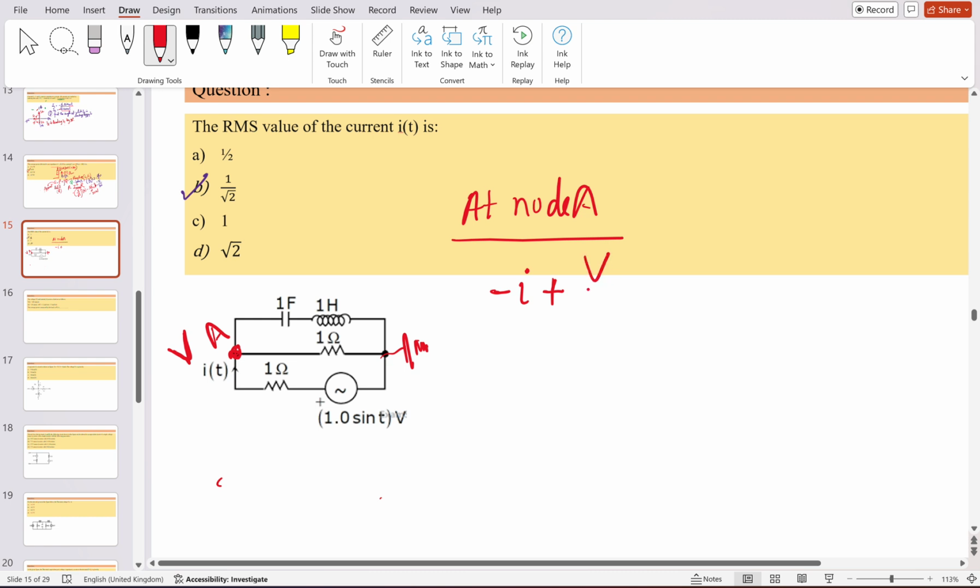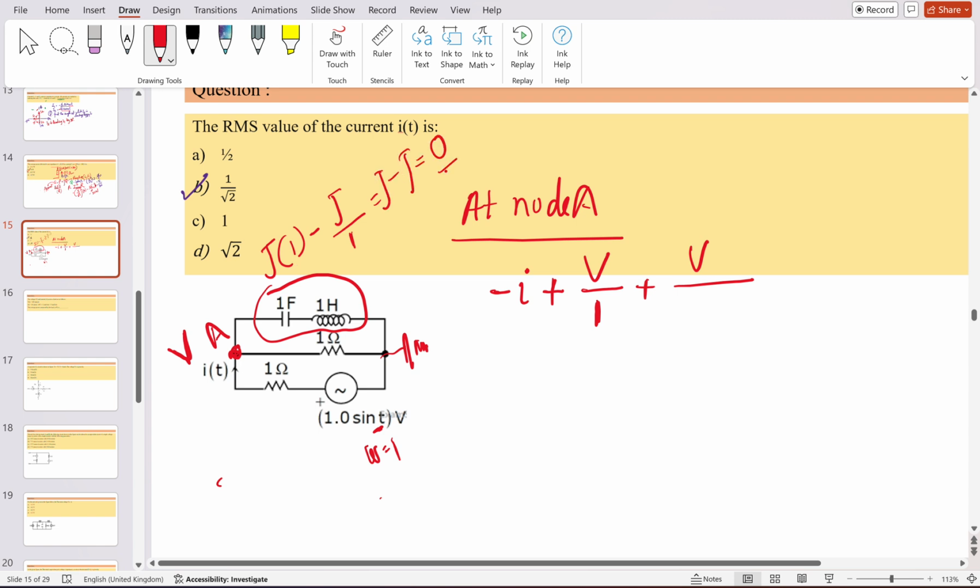So it will be V divided by 1 plus V divided by what will be the value of this? This is simply equal to j omega L minus j divided by omega C. Omega here is 1 because it is sin omega t, so omega is already 1. So it will come out to be j minus j, equal to 0. So the equivalent impedance will come out to be 0 here.